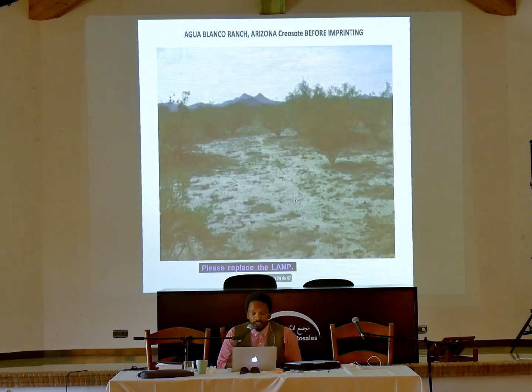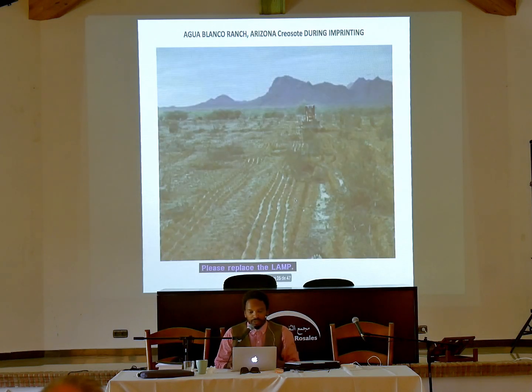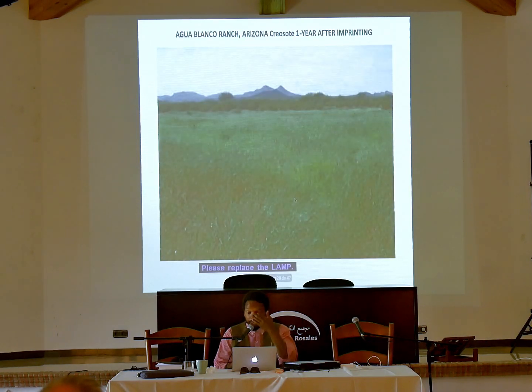Next, Agua Blanca Ranch again, another place. Now this is another invasive species in this part of the world. It's called creosote. So creosote's a bit of a nuisance. So in this case, the imprinter is used to crush the creosote. Right, so it's before, during, after, 1 year. Now, it's interesting that it doesn't take long. If you do the right thing at the right time, it doesn't take long.